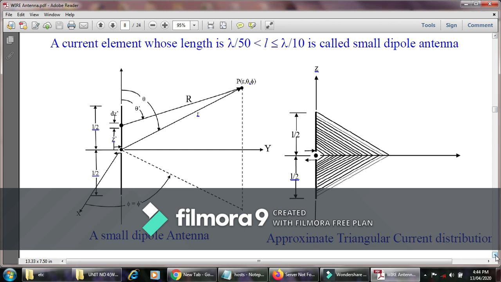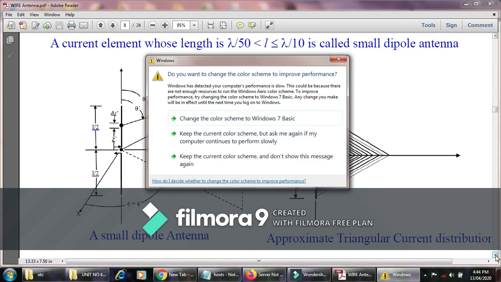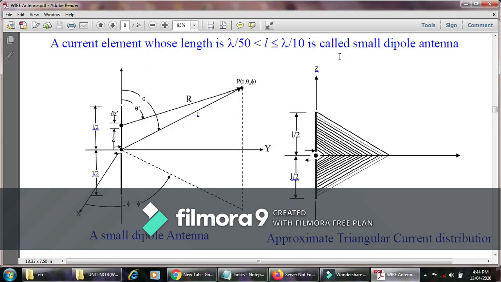Then we have to find the electric field at a distant point P with coordinates r, theta and phi, because each antenna is placed in the spherical coordinate system, and in the spherical coordinate system we measure the parameters in the form of r, theta and phi. R is the radius of the sphere, which is constant throughout the sphere, where the maximum radiation should occur. Apart from that, the strength of the radiation decreases.